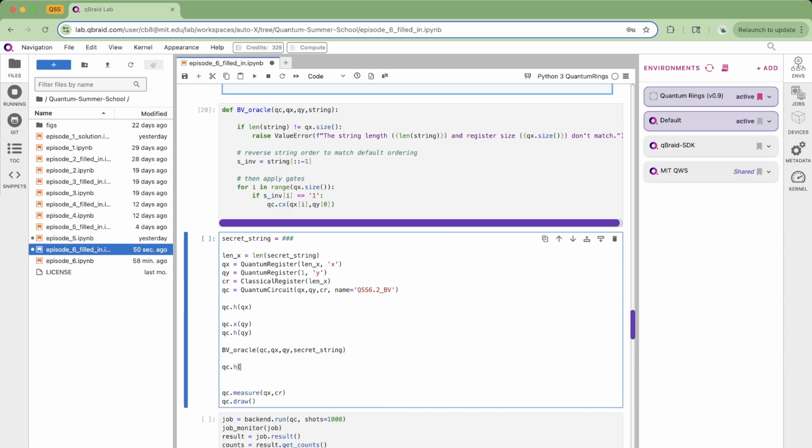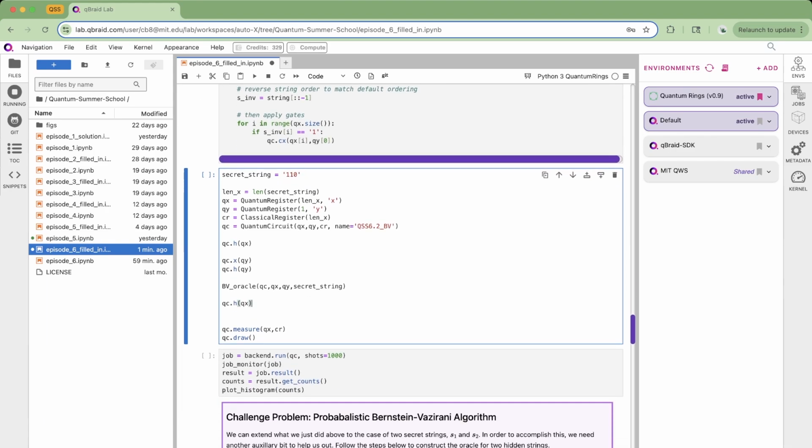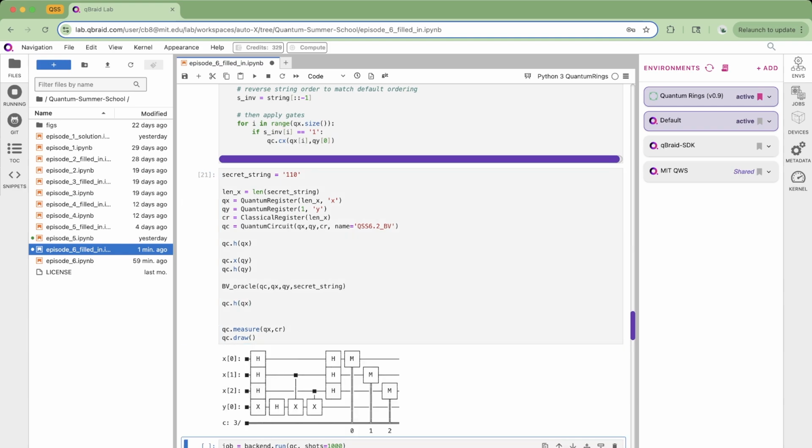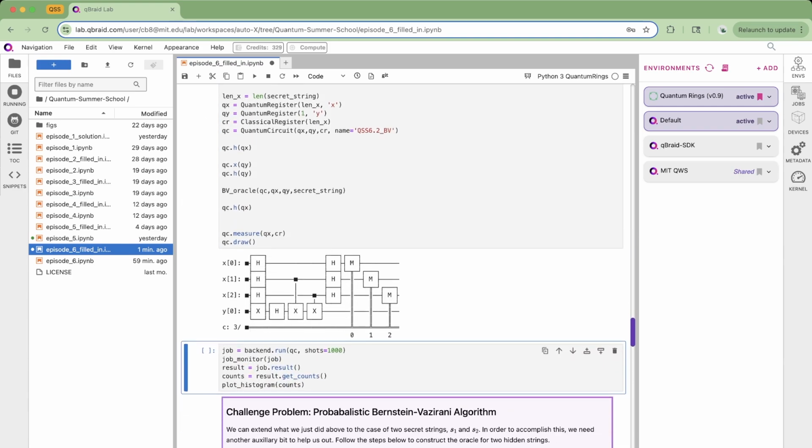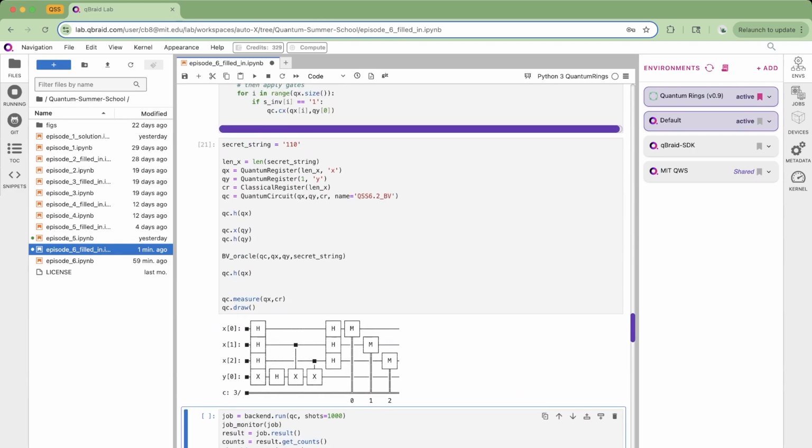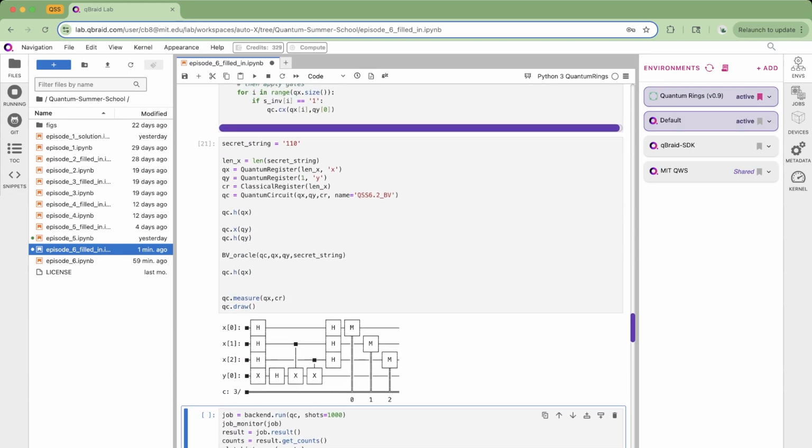And then finally, we need to apply a Hadamard to everything again. And of course, we need to pick our secret string. So maybe let's just pick 110, but you can pick whichever string strikes your fancy. So here's our circuit.